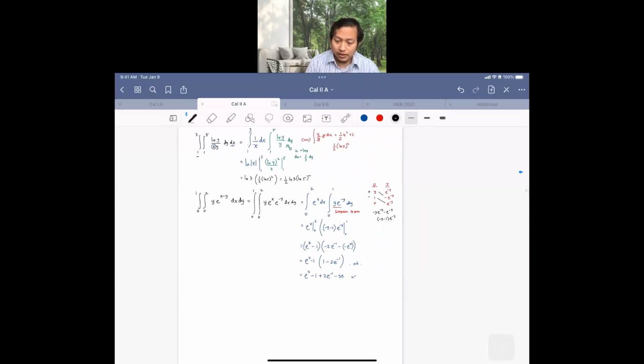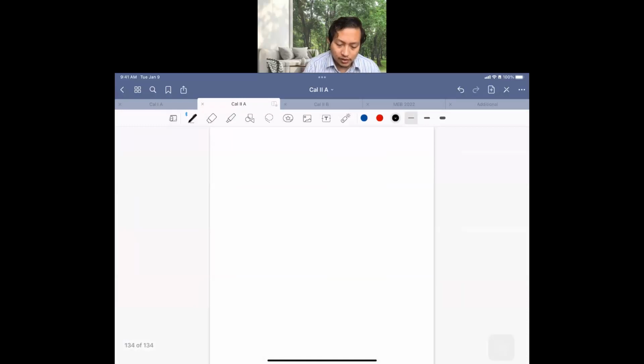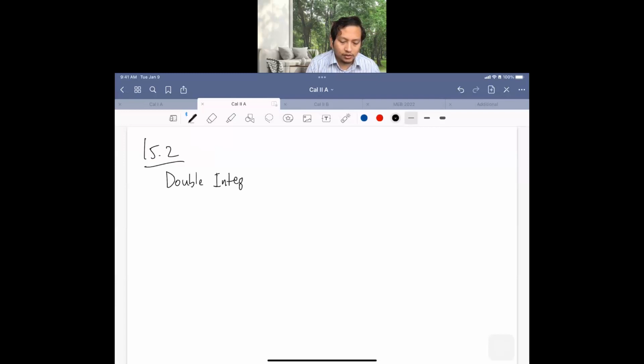I will move to a new page and give out the other section, which is 15.2. This will discuss the double integrals over general regions. So we are not focused only on a rectangle, but we can have a much more general approach to more shapes.